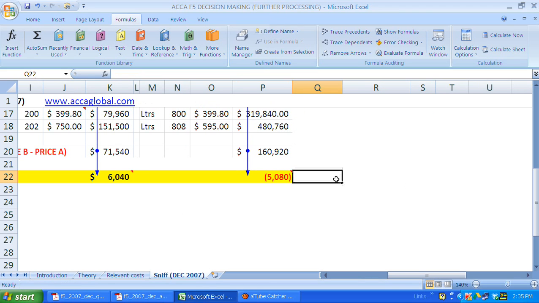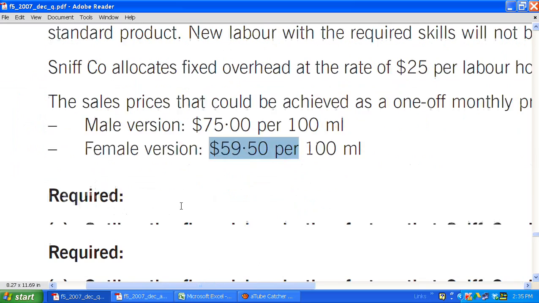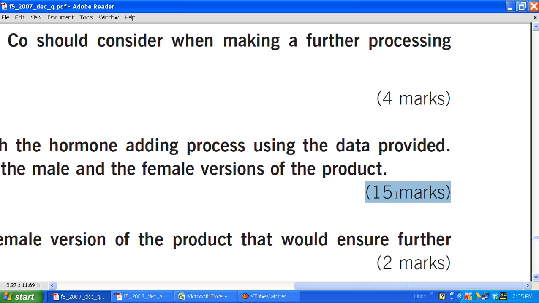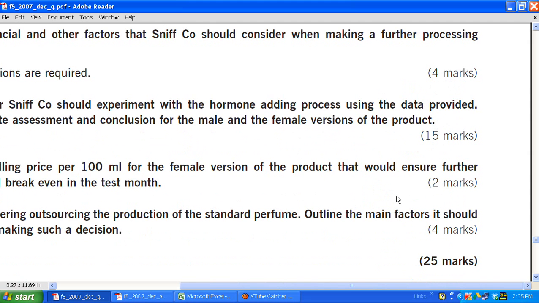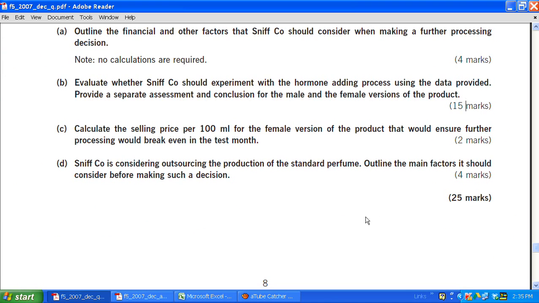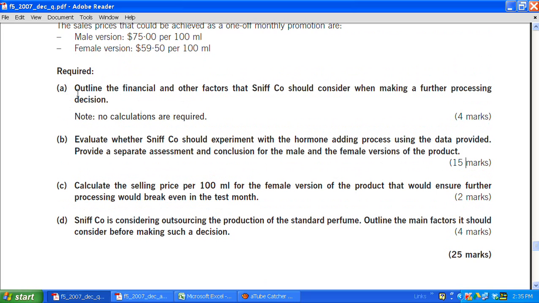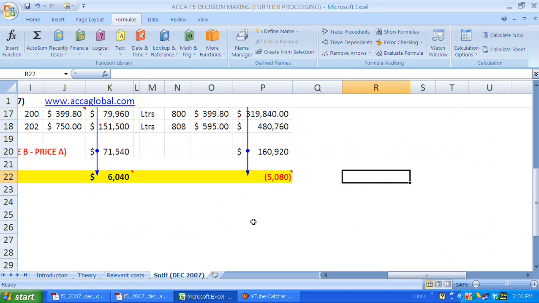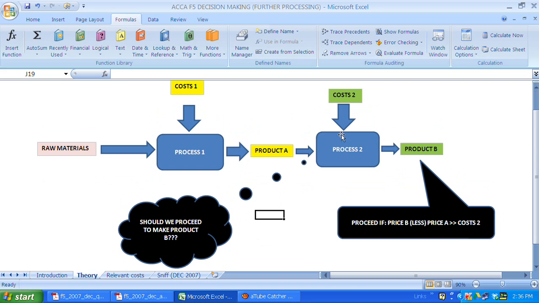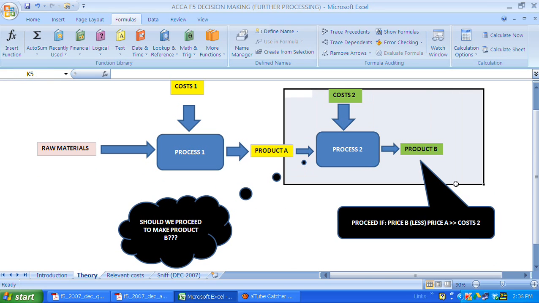So if you're able to do this from the question, that would be a quick 15 marks. Briefly, if we look at the other parts of the question, part A: outline the financial and other factors that Sniff Co should consider before making a further processing decision. So that is very easy. What are the factors we should consider before proceeding ahead with process 2?